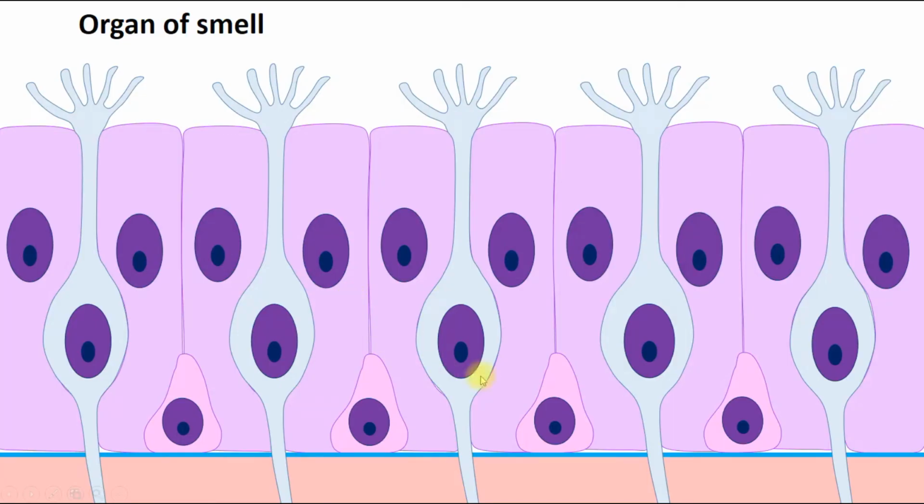For example, here we can see organ of smell. Here we can see special modified neurons. They have cell bodies, they have dendrites and axons, one dendrite and one axon.